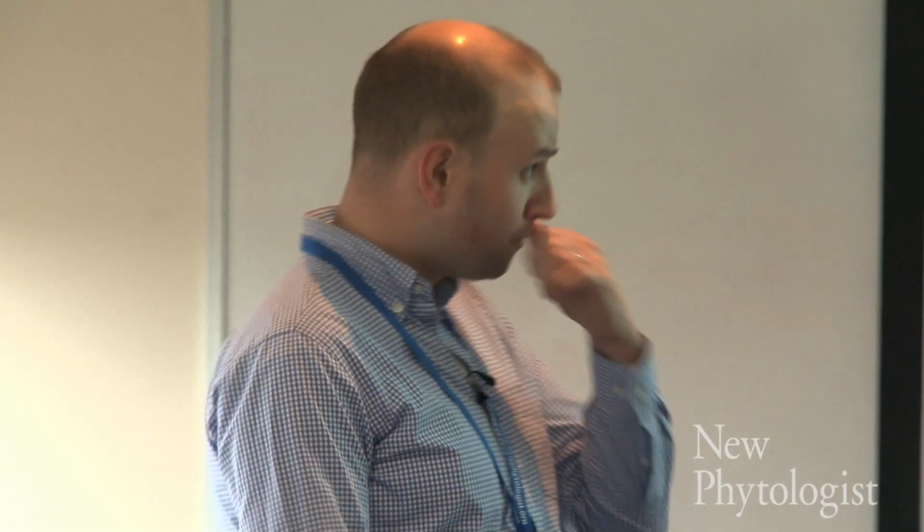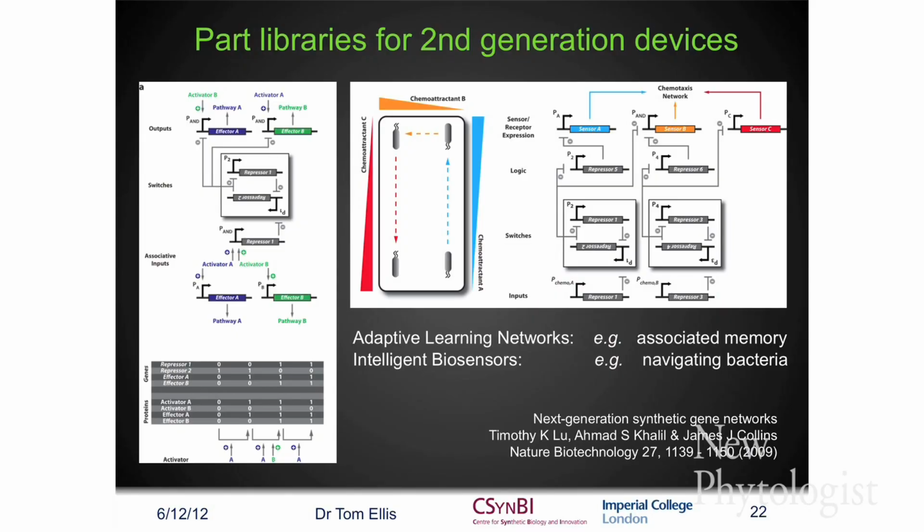So with this work, this PLOS ONE paper that was out this year, we're now putting this to task to start generating some of these second-generation synthetic biology devices that were highlighted in 2009 by my old lab. The sort of networks like adaptive learning networks that require actually quite a lot of different repressors that are orthogonal to one another, and multiple toggle switches like in this intelligent navigating biosensor system here.